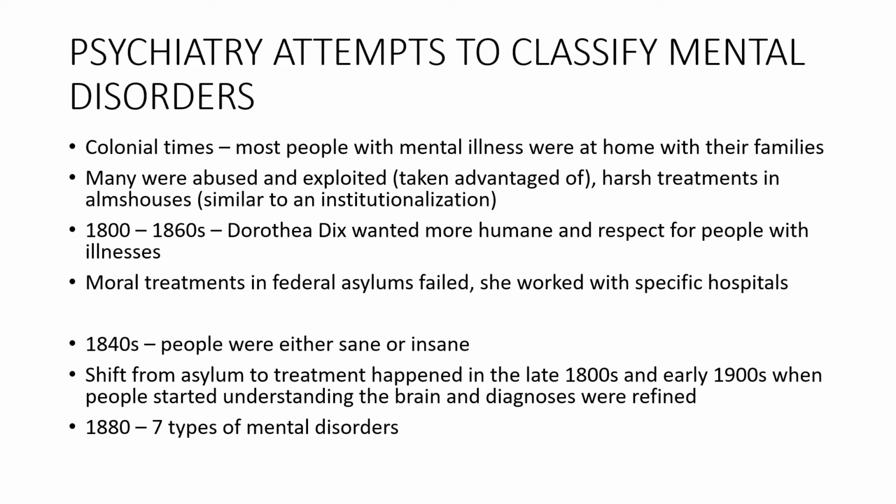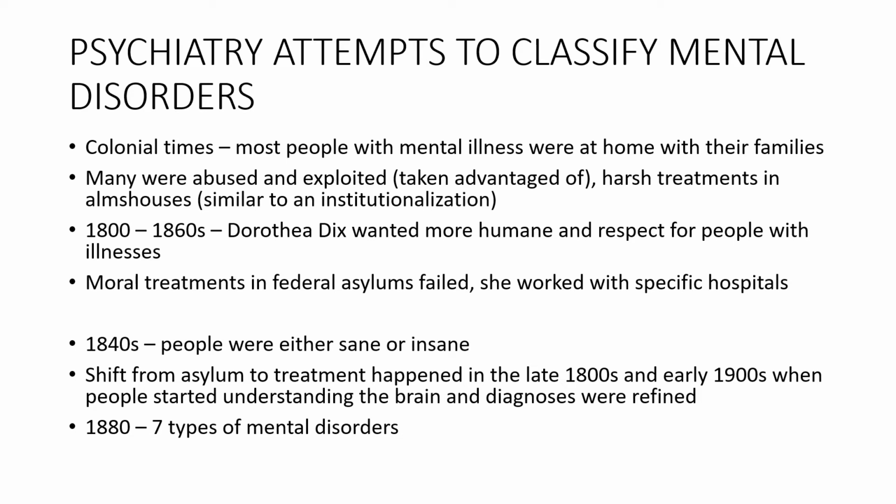In the 1840s, people were either sane or insane. The shift from asylum to treatment happened in the late 1800s and early 1900s. So it's only been about 140 years or so when people started understanding the brain and diagnoses were refined. Believe it or not, a lot of people didn't really understand how the mind worked. And so it took a while before all of this would get together where we would say, hey, let's treat people with disabilities with kindness and respect as well.